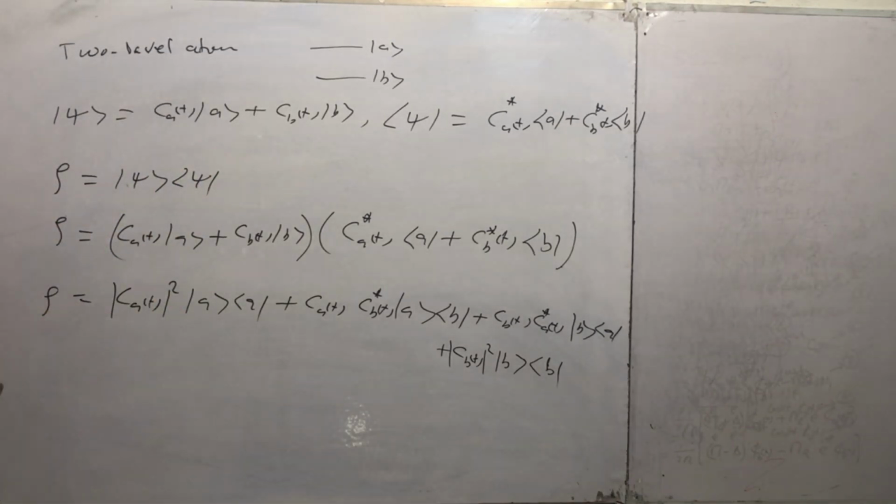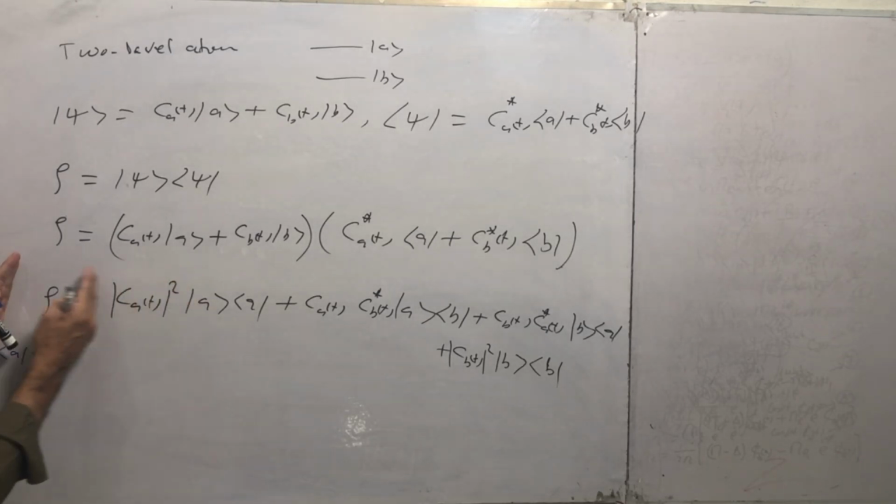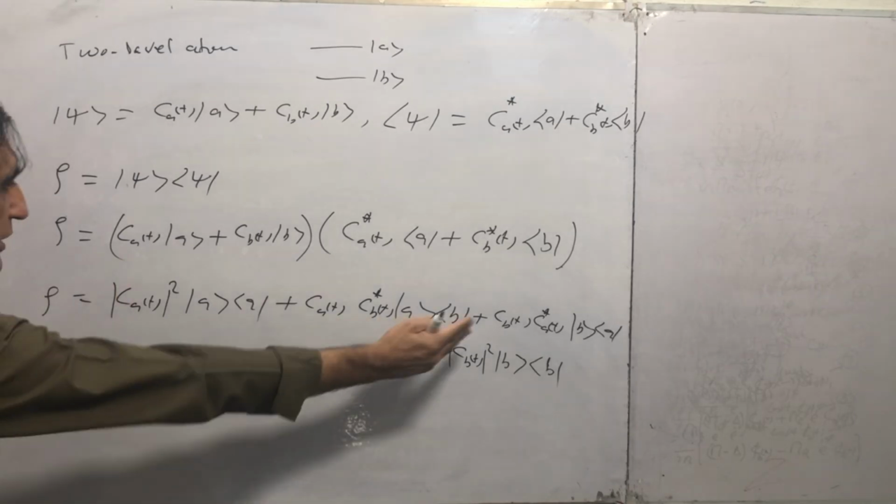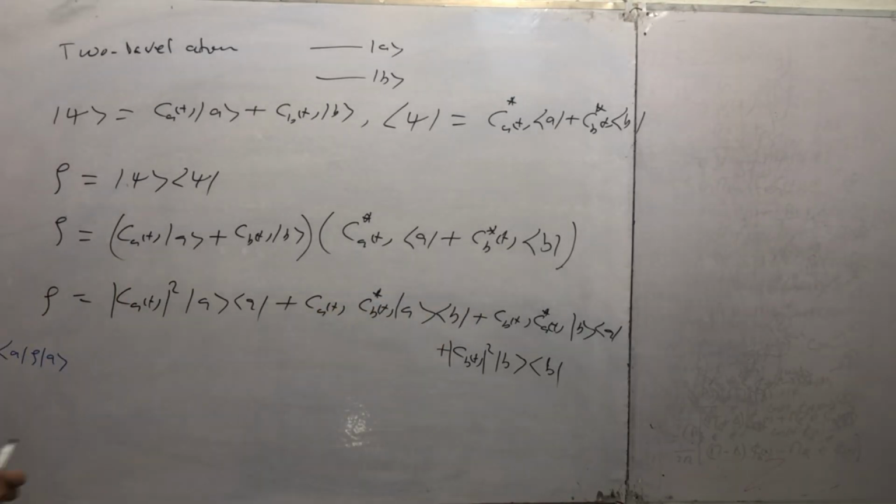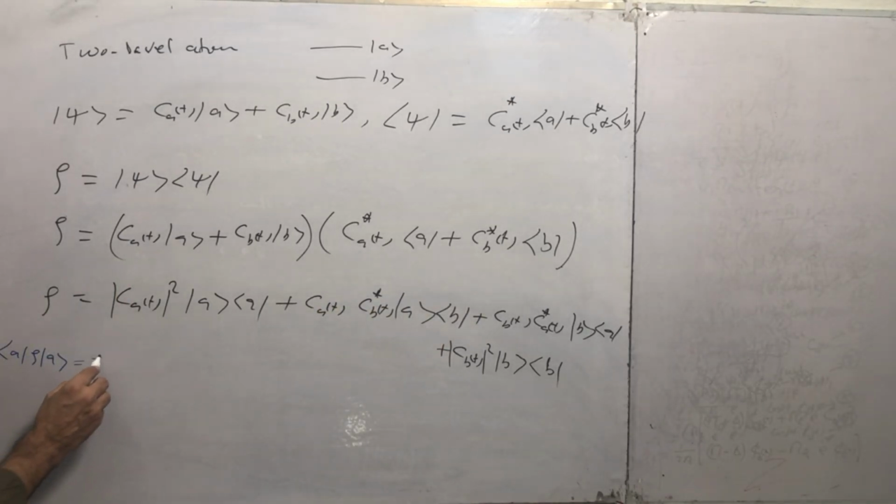I want to find out the probability of a particle in state A. Then what can I do? I must take <A|, rho, and |A>. I must multiply this side with <A| and this side with |A> and the whole equation. Then it must give me rho AA.